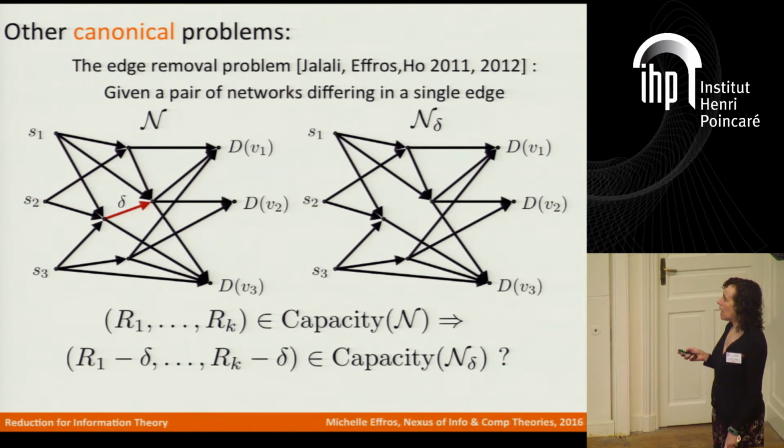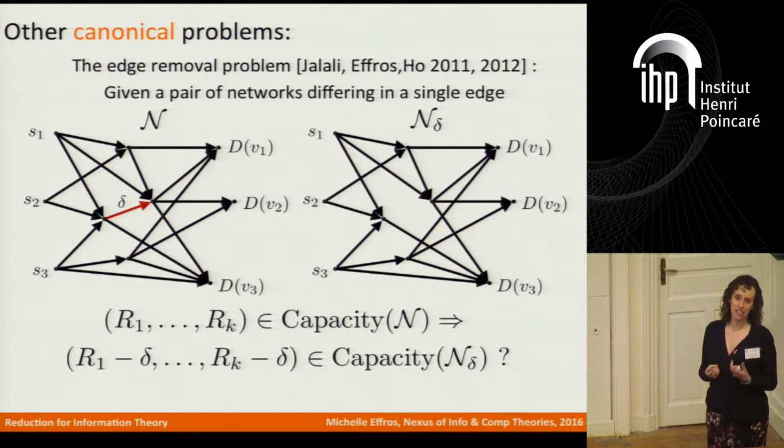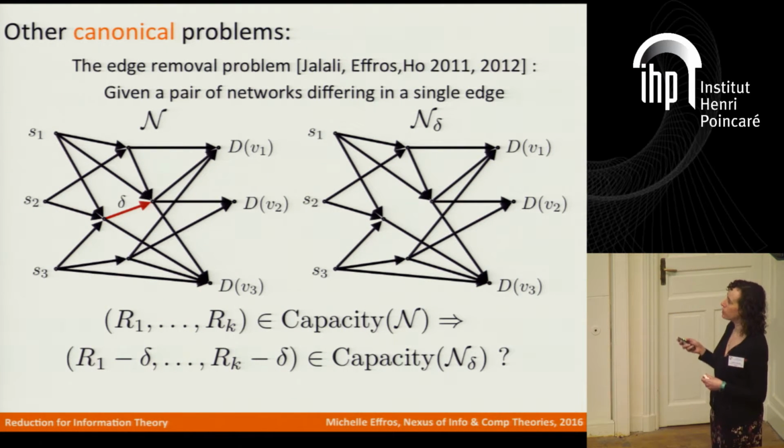And so the question that we asked is, if I tell you that some rate vector R1 through Rk is in the capacity region of the original network N, is it true that R1 minus delta through Rk minus delta is in the capacity region for network N delta? The thought here was that if you had only one source, one of these sources going across this network, at most it would be sending delta across this edge.